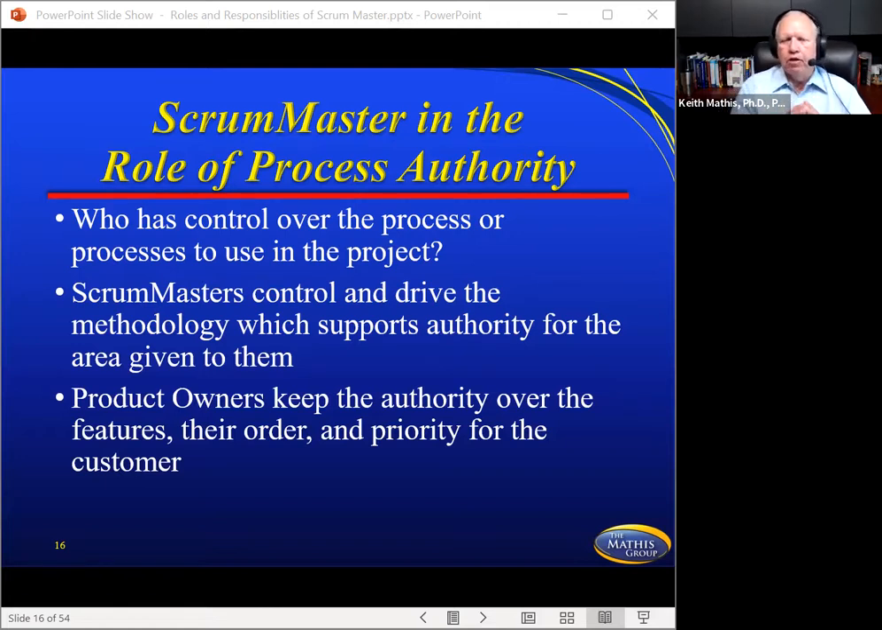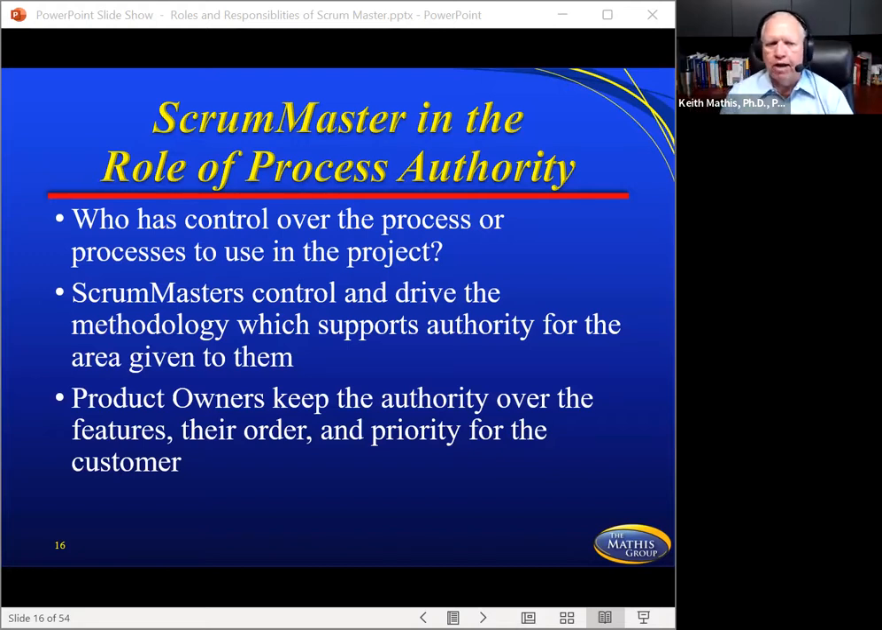And so if you're looking at Scrum compared to traditional, and you've been used to running traditional, you know exactly what I'm talking about. You're having to think about the process and where we're going to bump into some of the process challenges as we're trying to run Scrum or Agile in this setting. So who has control over the process and the process to use in the project?